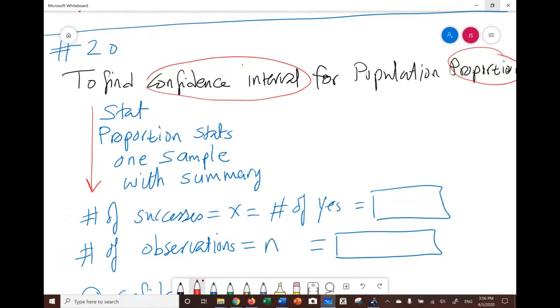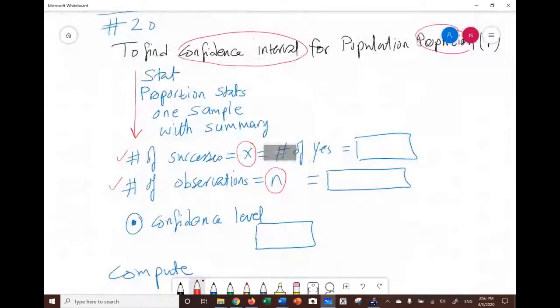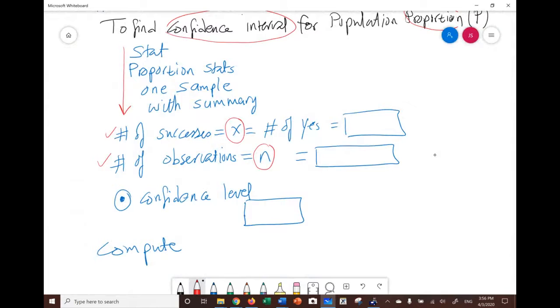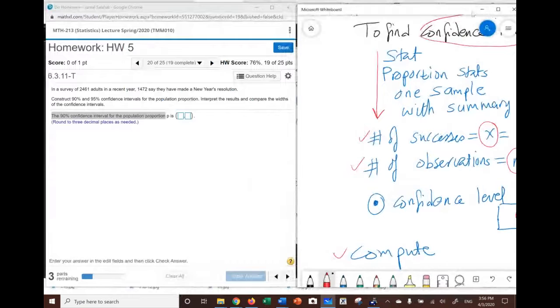One of them is called number of successes, and one is called number of observations. Notice that the number of successes is always X, and it's a number, not a decimal. The number of observations is always n. Then you go down to the confidence level, and fill in that C in the box. You hit Compute, and it should give you what you're looking for. So let's see if we can manage this one with this problem.